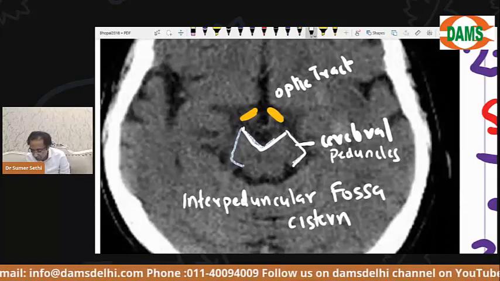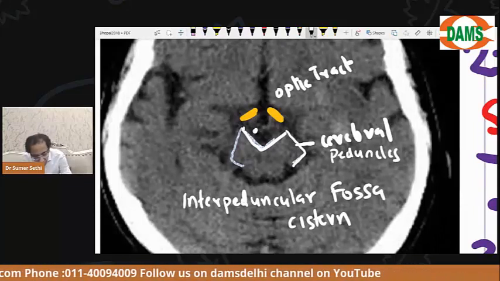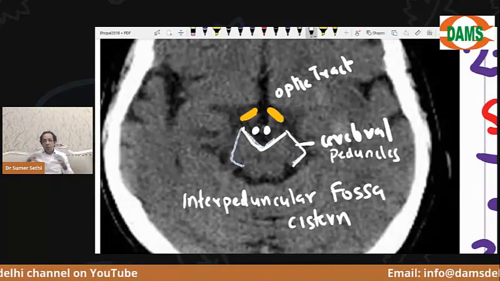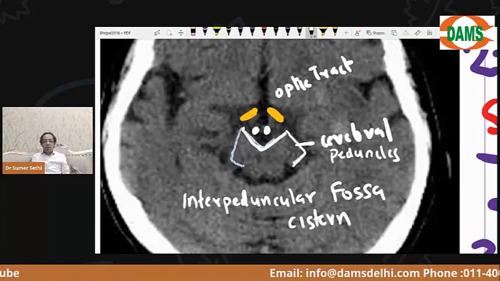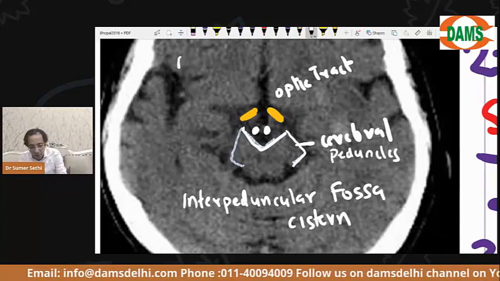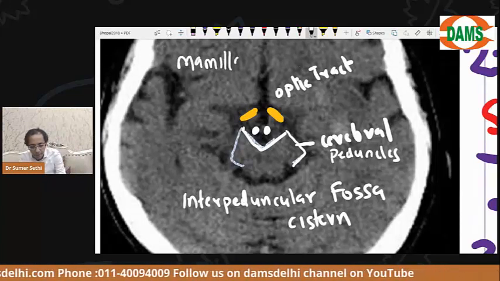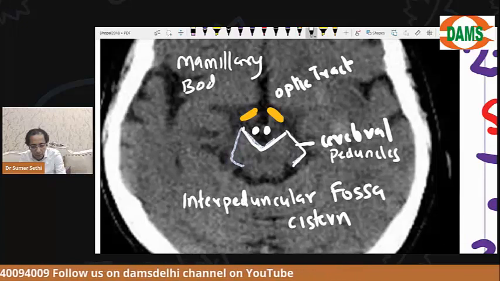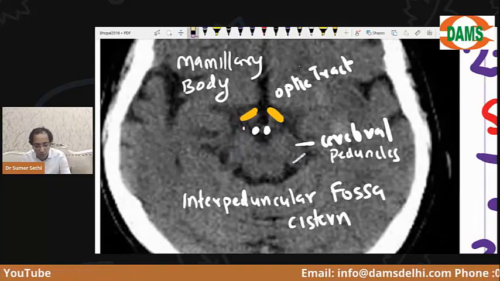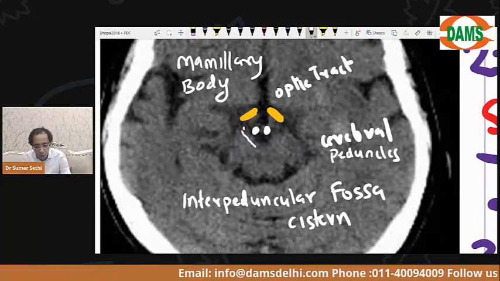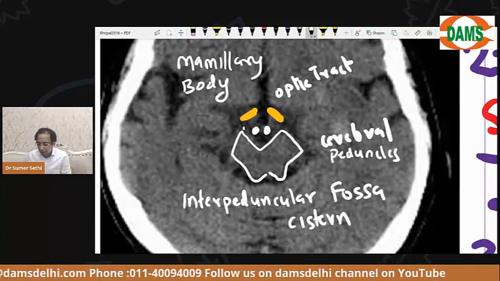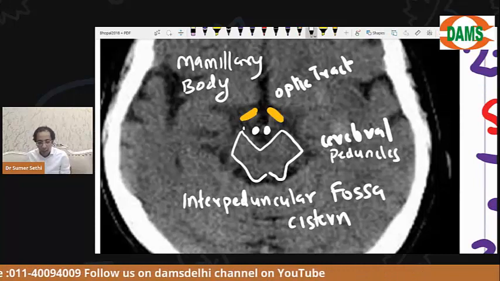Okay, interpeduncular fossa cistern, and this is where you have a structure called the, anybody remembers what you see there? If you see the interpeduncular fossa, in front of the midbrain, what do you see there? You see the mammillary bodies. So where will you look for mammillary bodies? You will look for them anterior to the midbrain. Wherever the midbrain is seen, in front of it you will see the mammillary body.